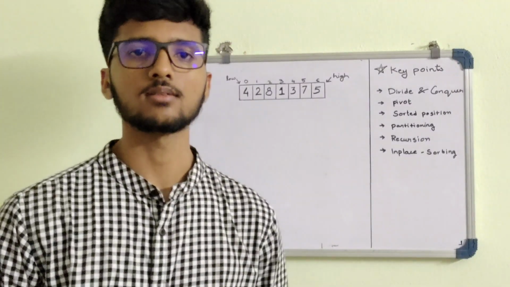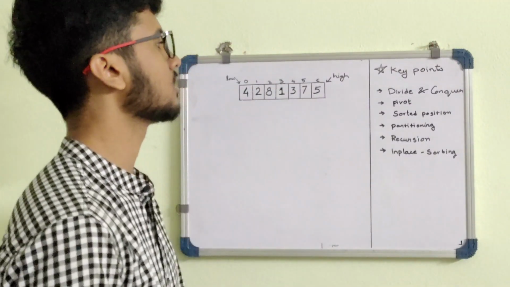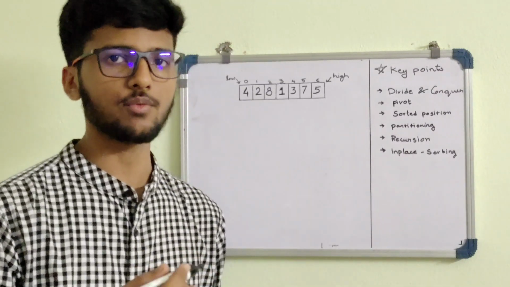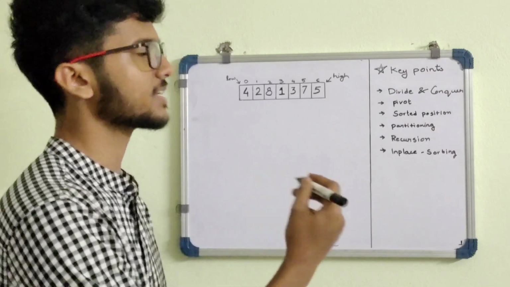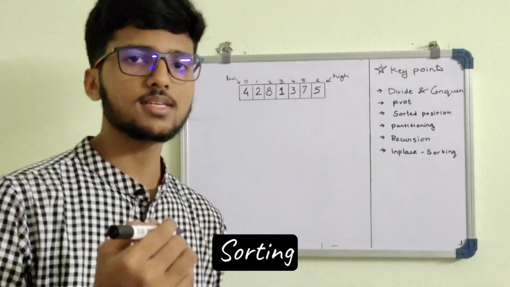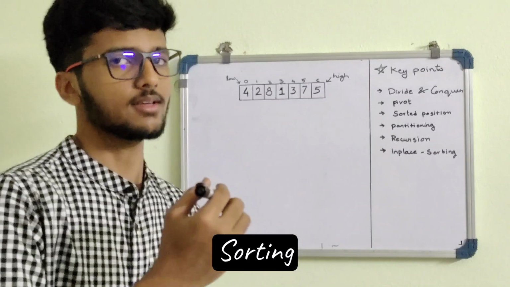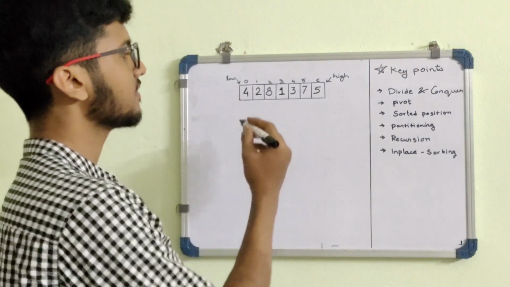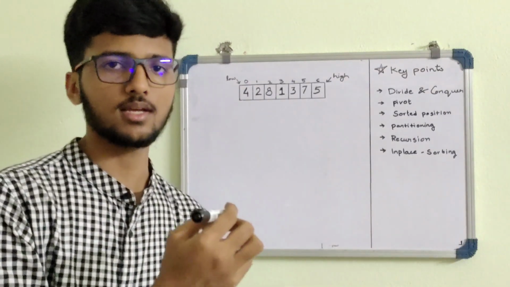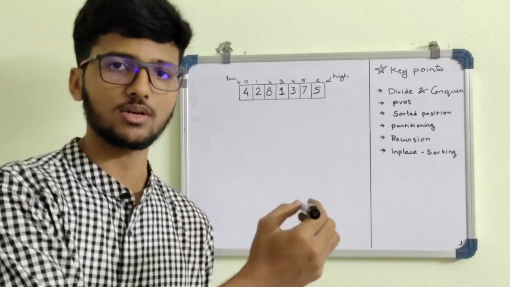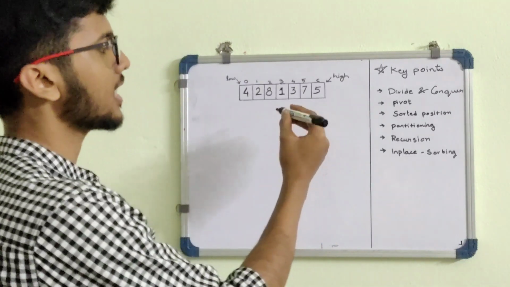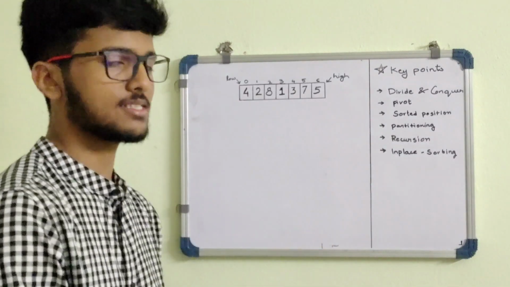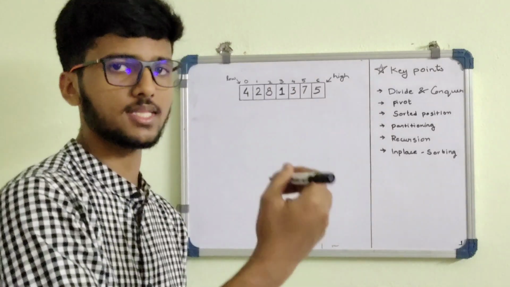So, hello guys, in this video we'll look at how the quicksort algorithm works. Before jumping into the quicksort algorithm, I want to give a small description of what sorting is. Sorting is nothing but arranging elements in either increasing or decreasing order. You are given an array of elements in random order, that means not sorted, and we need to sort the array in ascending order. So let's see how quicksort algorithm works.